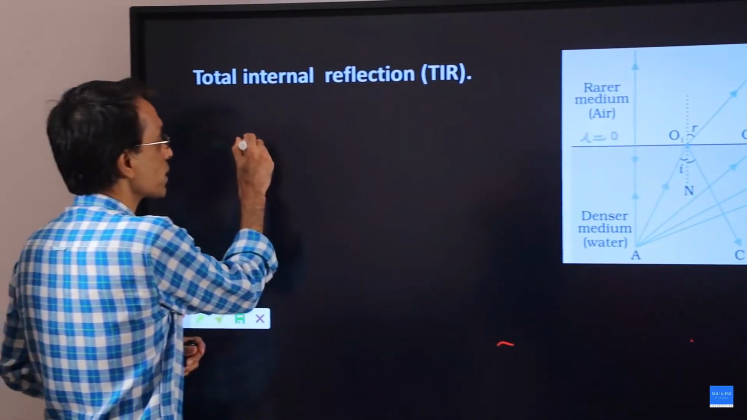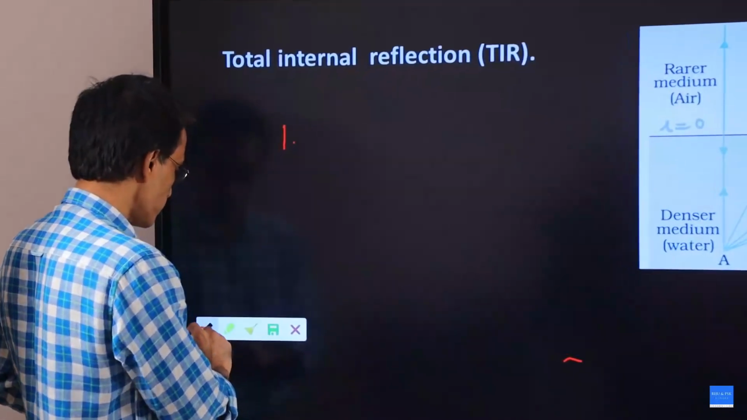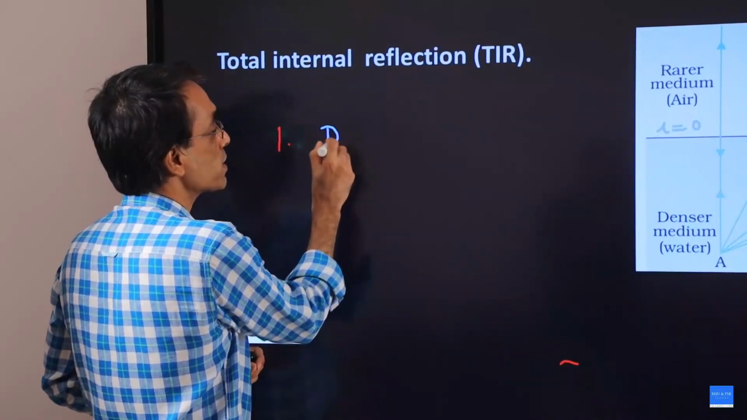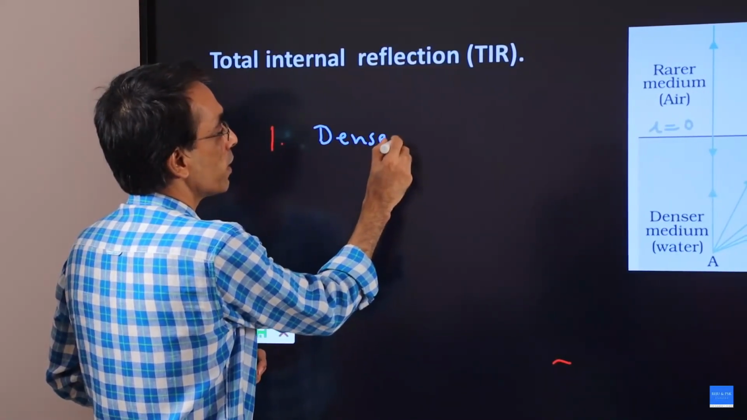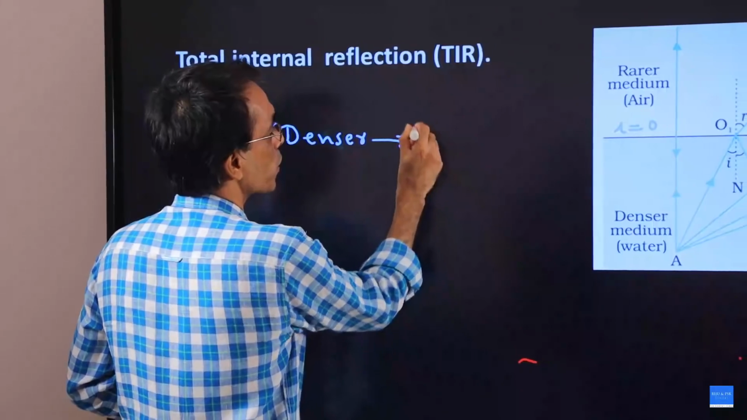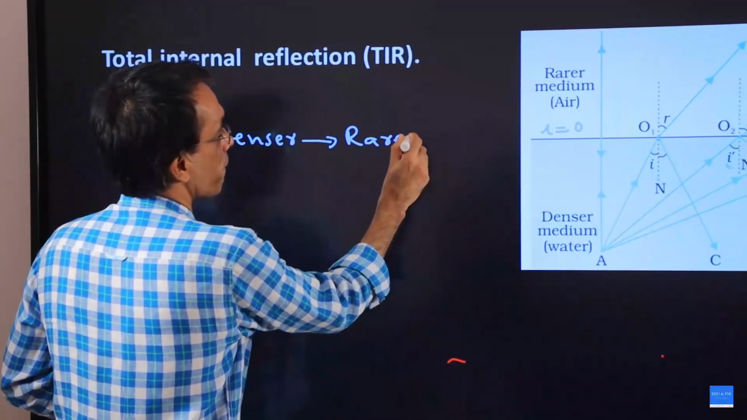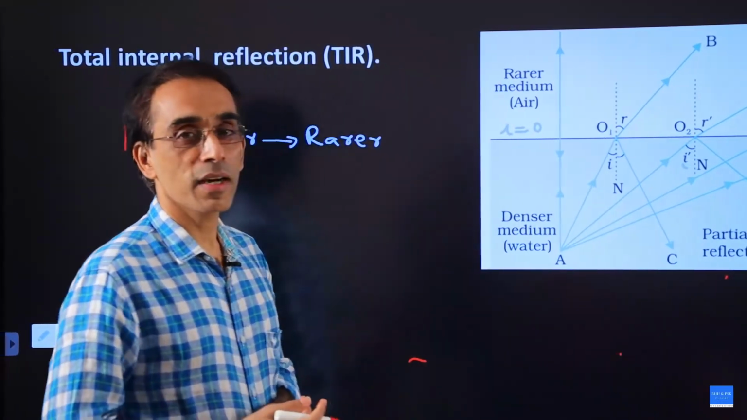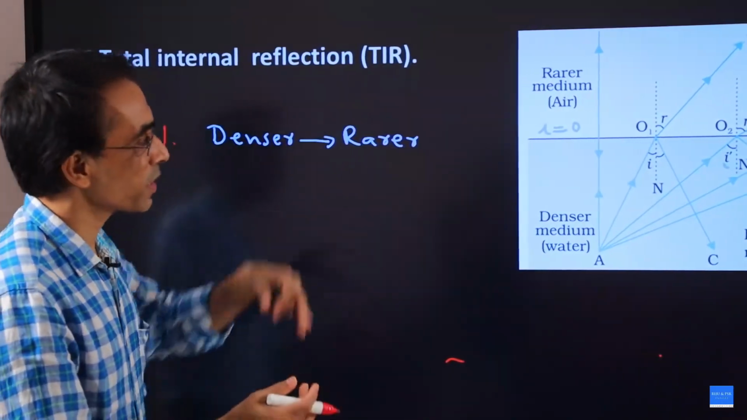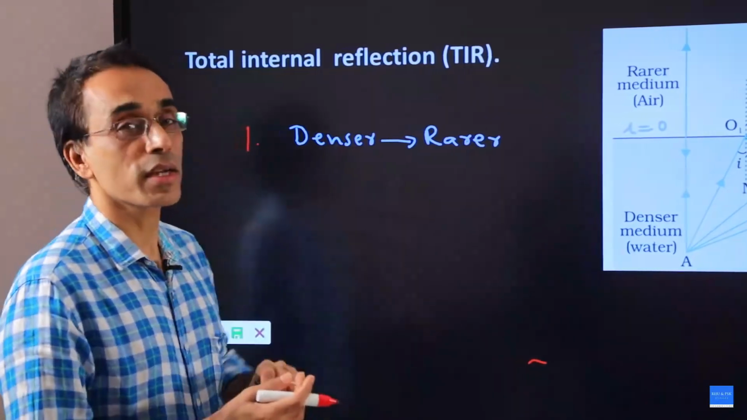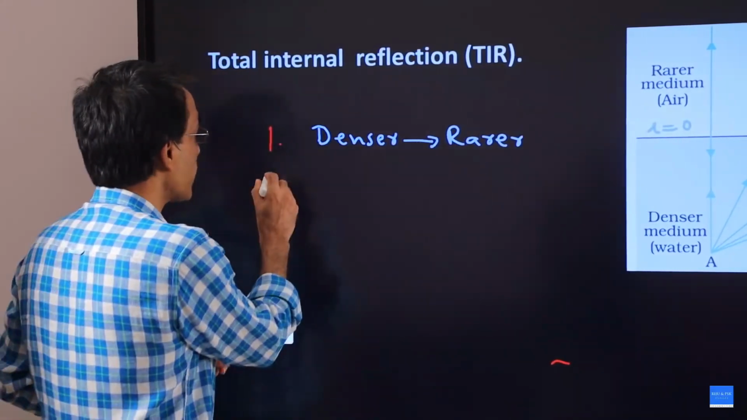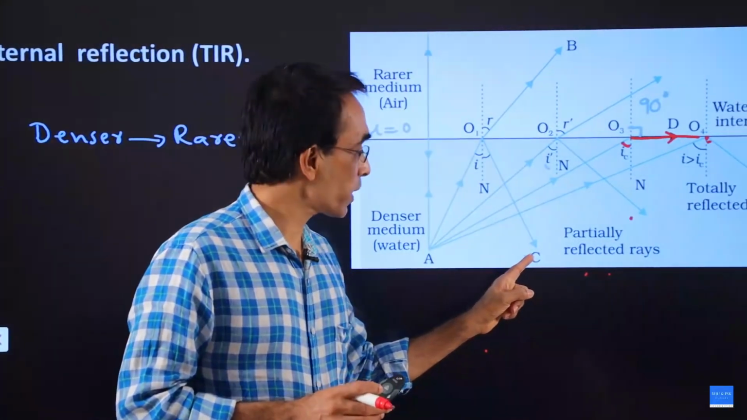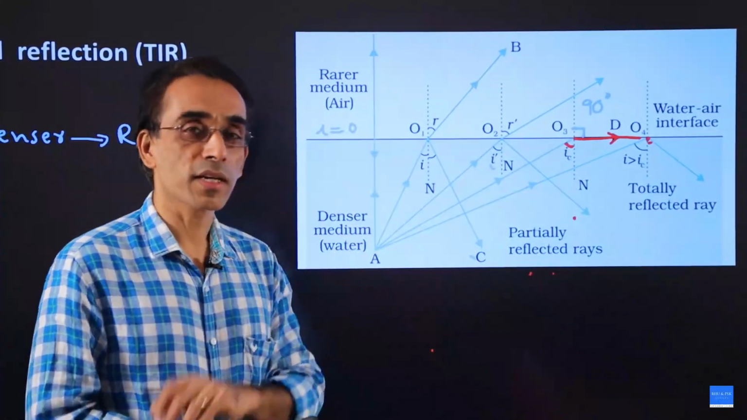There are two conditions. Condition number one, light should go from denser to rarer. You can see water is denser, air is rarer. So, it should be going from denser to rarer medium, only then total internal reflection will take place. And what is the second condition? See this. Is there a total internal reflection? No, there is only partial internal reflection.